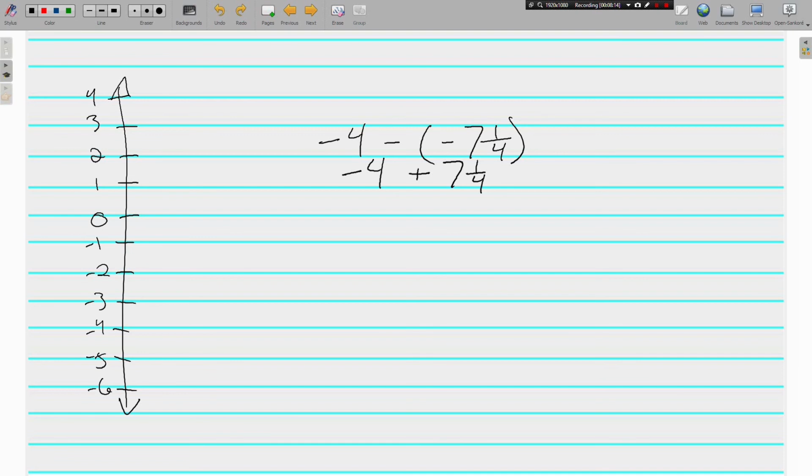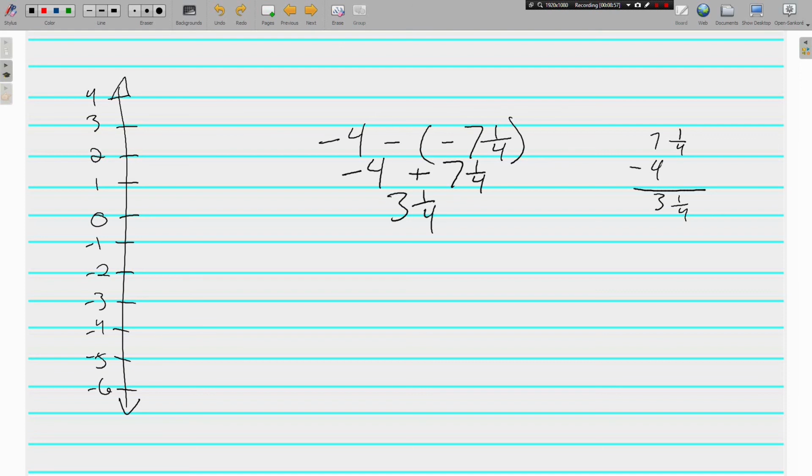Alright. Then I need to combine these. I've got 4 on the negative team and 7 1/4 on the positive team. Now, can you have a fourth of a person? No, you can't. But we know the positives are going to win, and they're going to win by 3 1/4. If you needed to, you could come over here and subtract. It would be 7 1/4 minus 4 is 3 1/4. Positives are going to win.